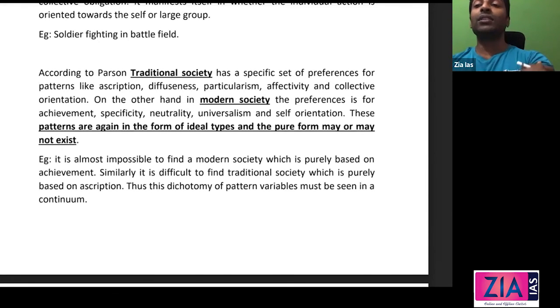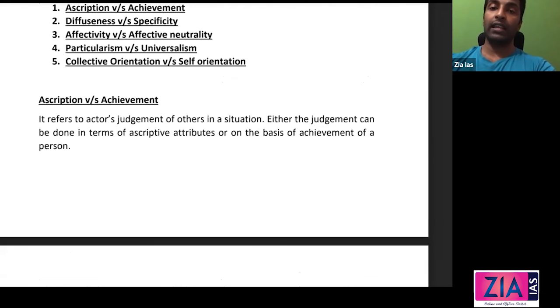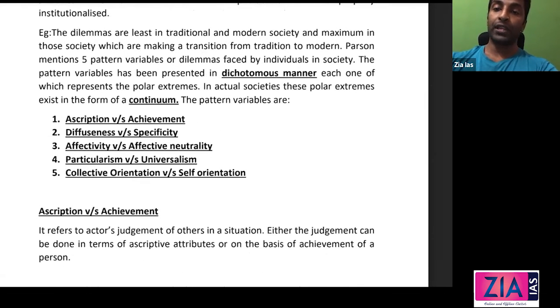Okay. So guys, now this last paragraph is very important. According to Parsons, traditional society has a specific set of preferences for patterns like ascription, diffuseness, particularism, affectivity, collective orientation. So just look into this. This is what you will see in traditional society. So traditional society is based on ascription, diffuseness, affectivity, particularism, collective orientation. Modern society is based on the opposite.